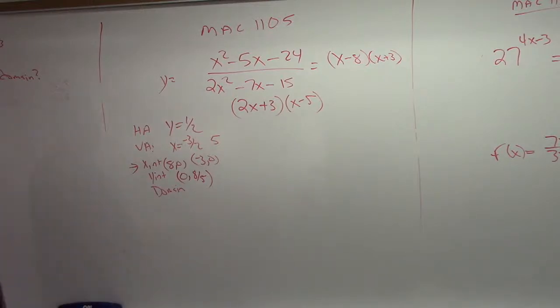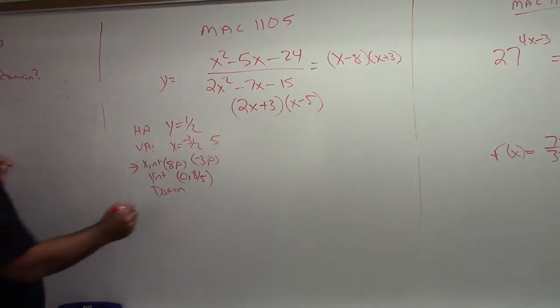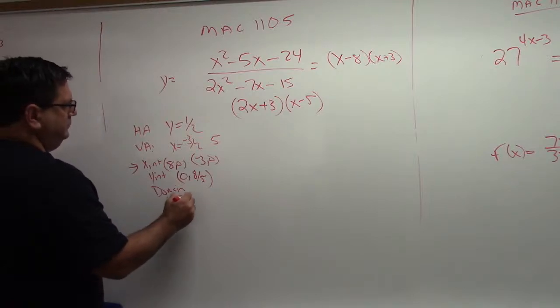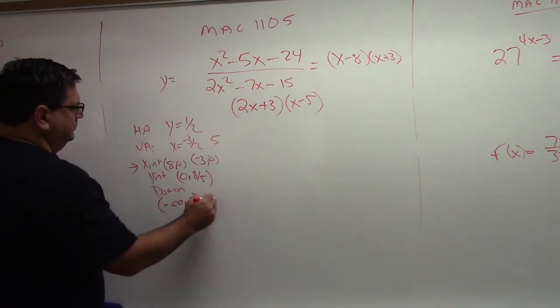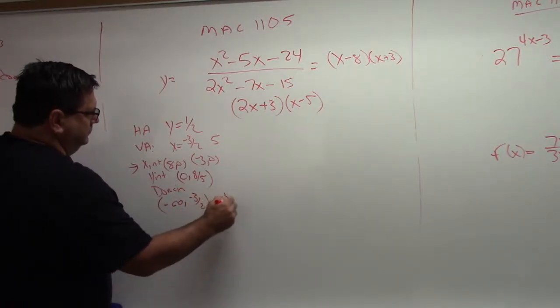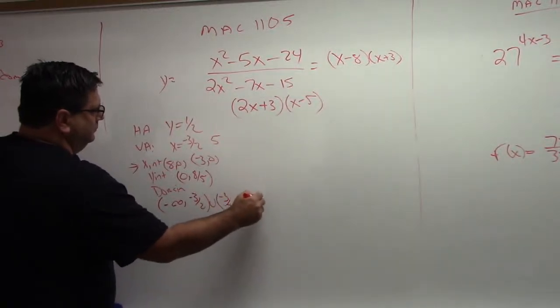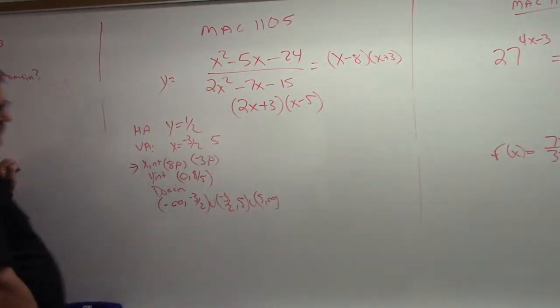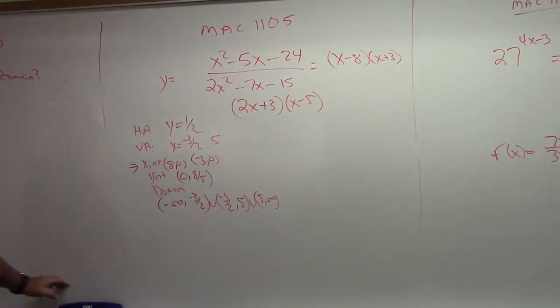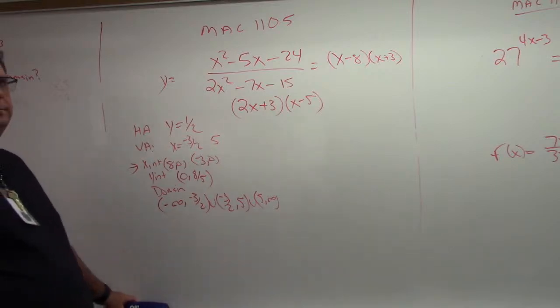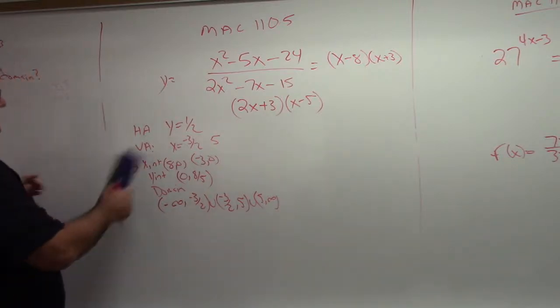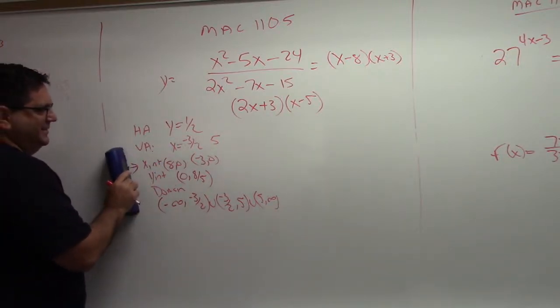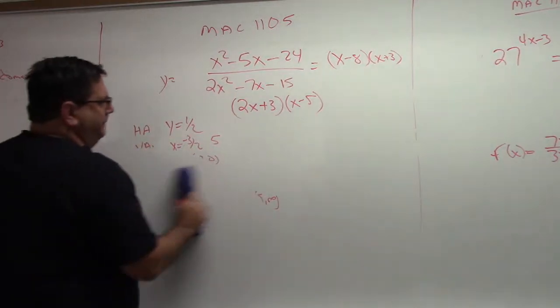What's the domain? Negative infinity to negative 3/2, union negative 3/2 to 5, union 5 to infinity. You good? The stuff we went over yesterday, I had no idea what was going on. Doing that next. Okay, so we're done with this.